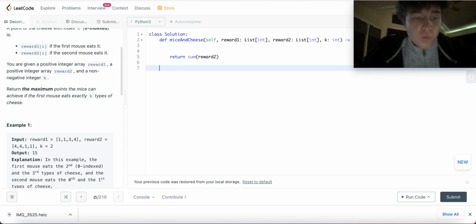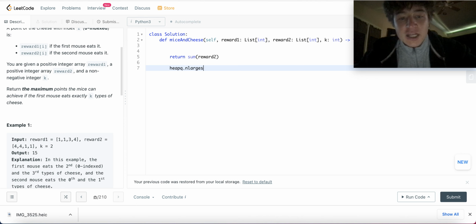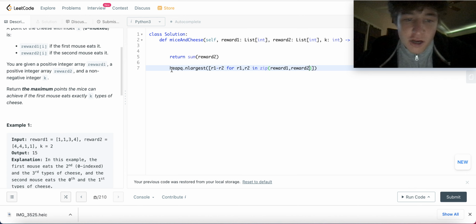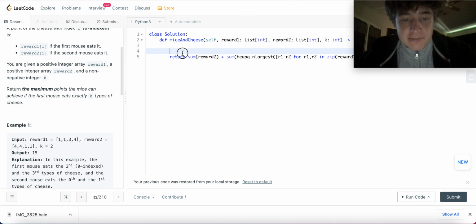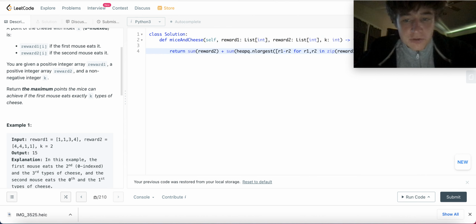we'll figure out what are the best things for mouse one to eat, and it's based on the difference. So we'll use a heap to find the largest things, right? So we'll do heapq.nlargest of reward 1 minus reward 2 for reward 1, reward 2 in zip reward 1, reward 2. So this will basically say, what are the n largest differences? Right, because that's what we want. We want the n largest differences. And then we'll just sum that together, and then add that to this. And voila, you have a one-line solution, I believe.